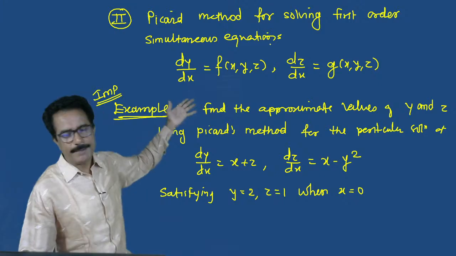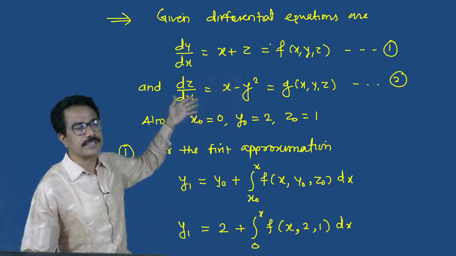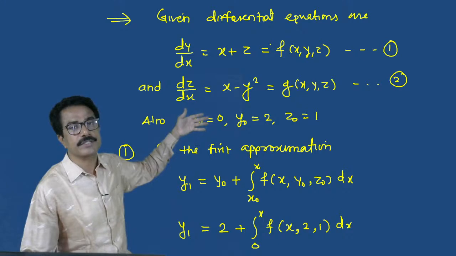Okay, now see this. According to the given condition we have considered the first differential equation as f of x comma y comma z, and the second as g of x comma y comma z.